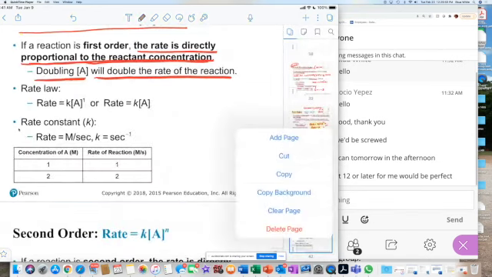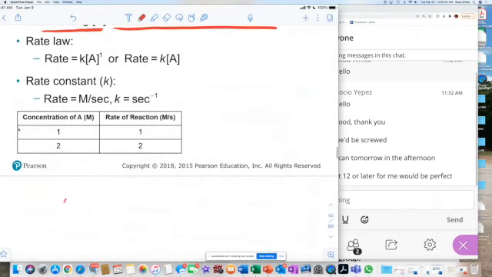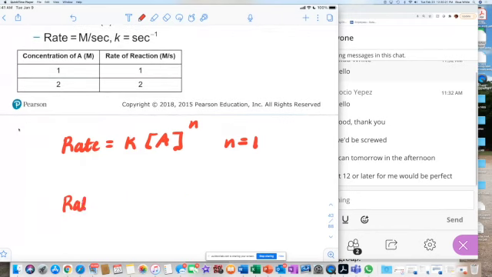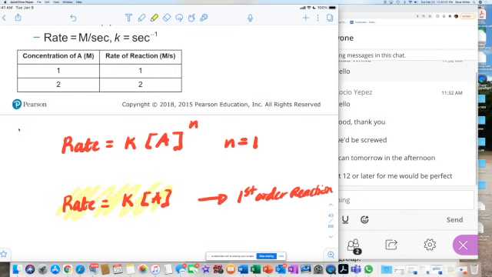So let me show you this mathematically, how this plays out. Rate equals K, A is your generic reactant. We have no idea what it is. You can put A here. Since they put A, I'm going to stick with A to the power N. Since this is first order, N is equal to 1. So rate is equal to K times A, that's it. And this is the generic form of a first order reaction. So make sure you know that.